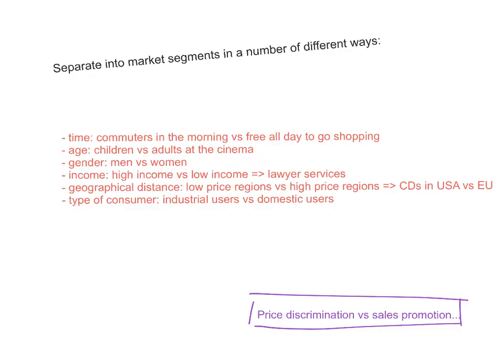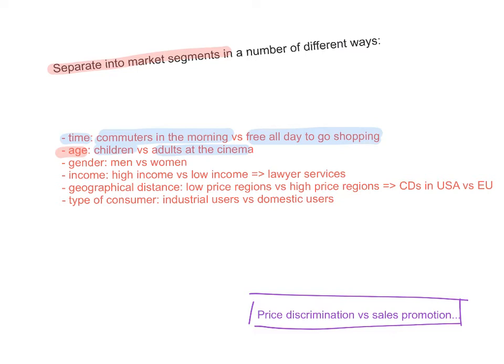Now, there are many ways by which a firm can separate its total market into market segments. One of the ways is time. So, for example, commuters commuting in the morning will have more inelastic demand than people who are free all day and want to go shopping. So maybe charge a higher price for the train ticket or the public transport ticket in the morning. This is one way. A second way is by age. For example, children versus adults at a cinema. Children have much more elastic demand, therefore charge them a lower price. Adults have much more inelastic or less responsive demand.